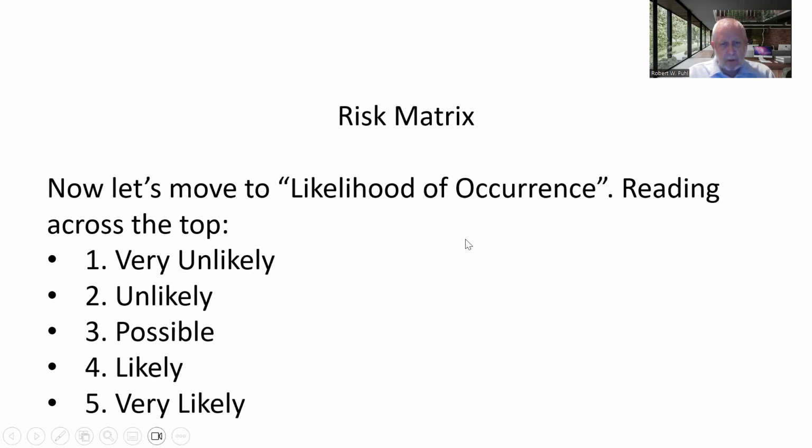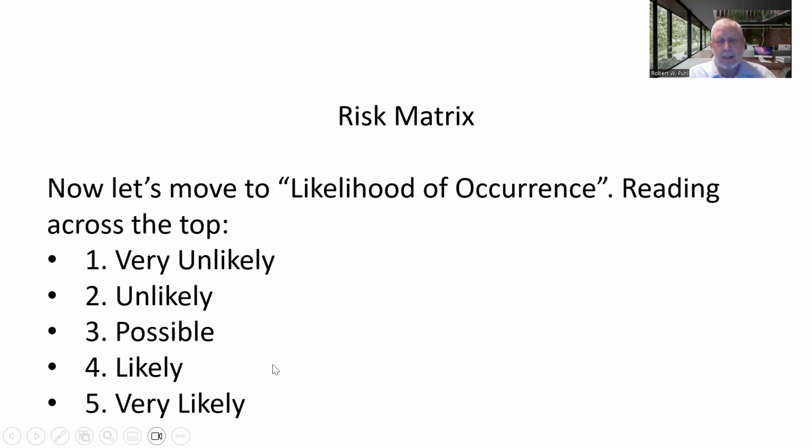Well, let's move over to the likelihood of occurrence, reading across the top. The likelihood of something occurring is very unlikely. Let's see, an airplane falling on your head. Okay, could it happen? Heck yeah, it could happen, but very unlikely, right? Or just unlikely, you in a car wreck. It's probably unlikely, but it's not very unlikely. It's unlikely, but possible you could be in a car accident. Of course, possible. You have to use some judgment here on these. Then likely, or very likely.